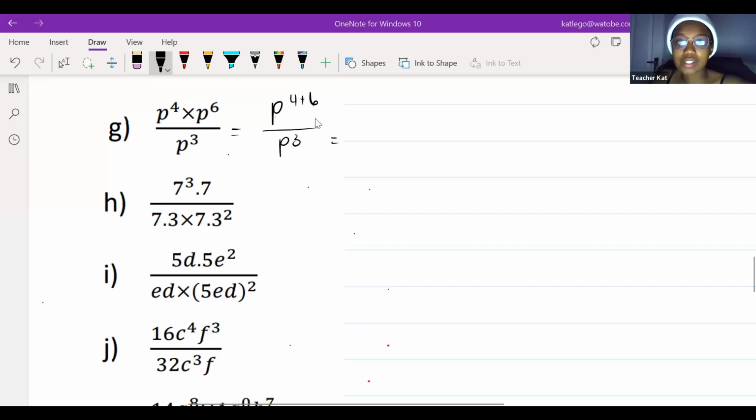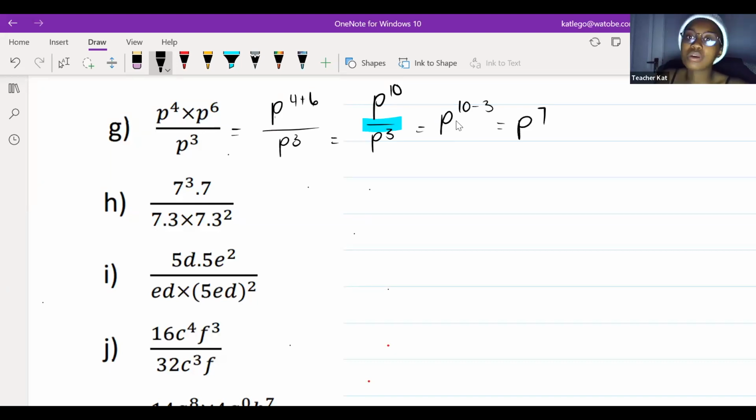Yes, that is the answer, guys, because that will give you P to the power of 10 divided by P cubed. And remember, we are dividing. So that means we will subtract 3 from 10. That will be P to the power of 7. There we go, guys. We remember our laws of exponents. We're doing well. Yes, you're not in the wrong class. Don't worry. Teacher Coco will be back soon. Let's check what's happening in H.